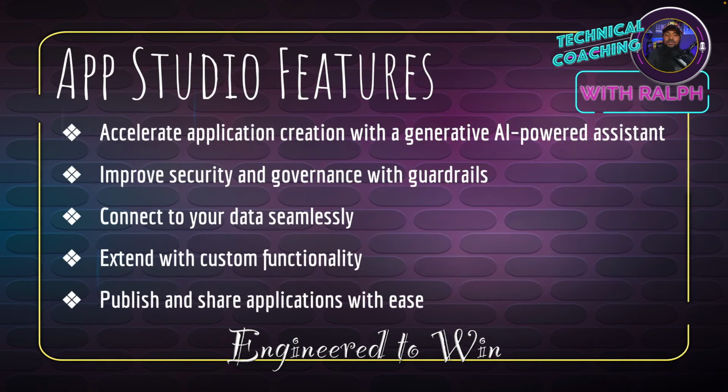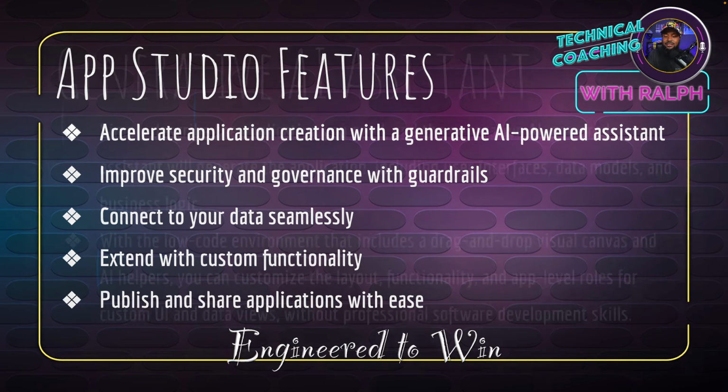So what are the features of App Studio, right? It allows you to accelerate application creation with a generative AI powered assistant, improve security and governance with guardrails, connect to your data seamlessly, extend the custom functionality, and publish and share your applications with ease, allowing your employees or your team to be able to work on this application that you published within minutes.